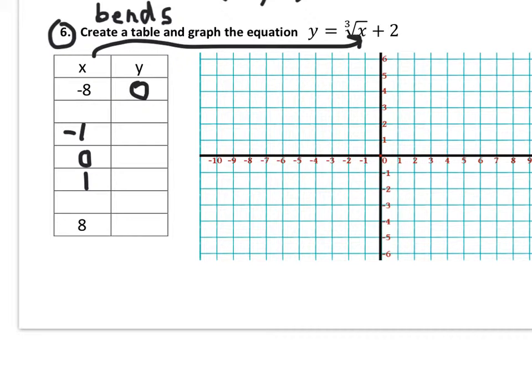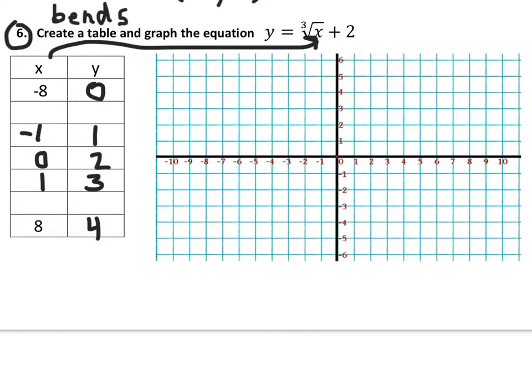Now let's work with -1. The cube root of -1 is -1, plus 2 is 1. And then with 0, the cube root of 0 is 0, plus 2 is 2. With 1, the cube root of 1 is 1, plus 2 is 3. And then finally with 8, the cube root of 8 is 2, and 2 plus 2 is 4. So now we've got these 5 points, and we can graph this on our graph.